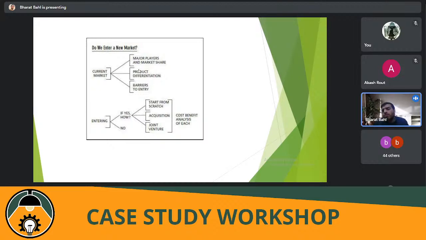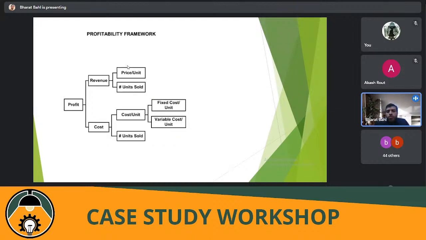I can start from scratch. बिल्कुल zero से अपना business शुरू करा जाए. What can be another method is acquisition. किसी और company को acquire कर लिया, खरीद लिया. Another method can be a joint venture. You're going into collaborations, and all of them have their own pros and cons.